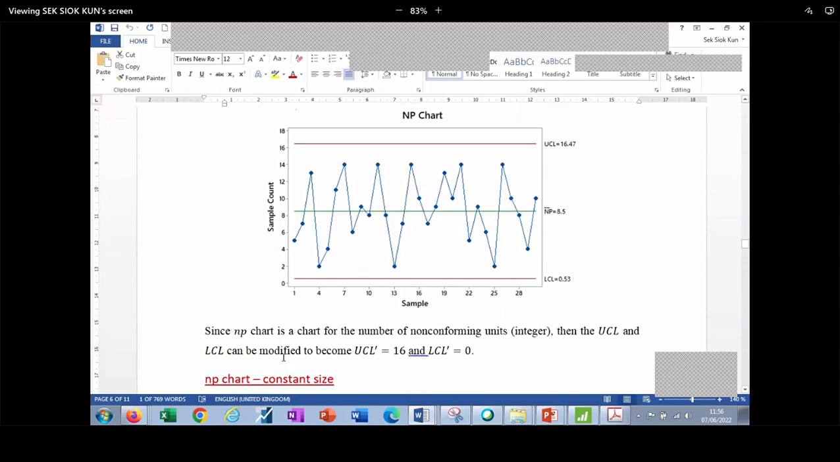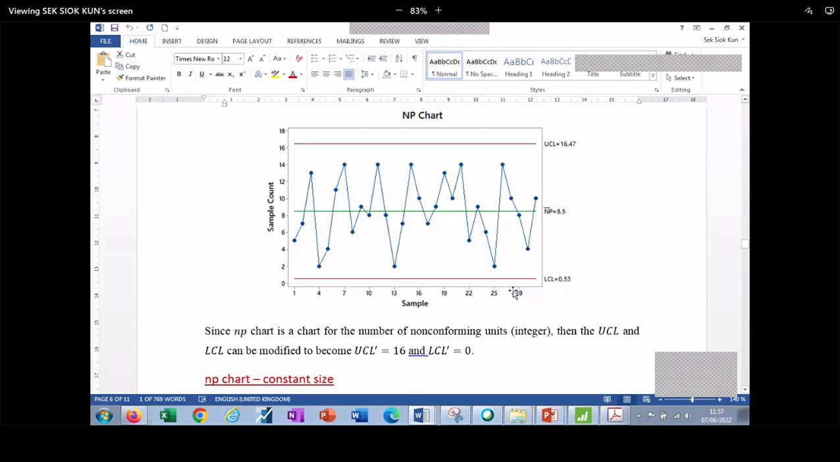Since the NP chart is a chart for the number of non-conforming, which is an integer value, the upper and lower control limit you can modify to be 16 and 0. Just put in an integer number because NP is a counting number, right? You can modify it or use it as it is. But in case you want to put it in a round number, you can, because the number of cases should be an integer.